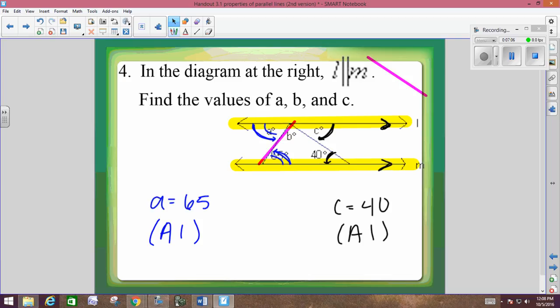Okay. Now B actually isn't using either of the parallel lines. It just goes from transversal to transversal. So it's not going to work to use one of the poster rules.